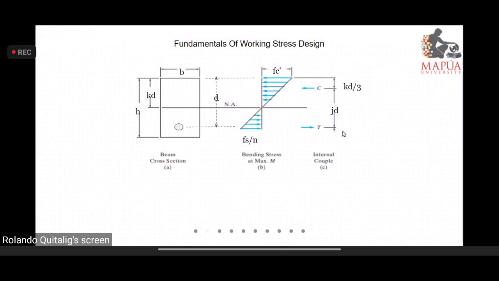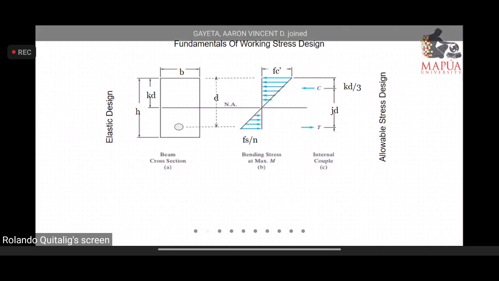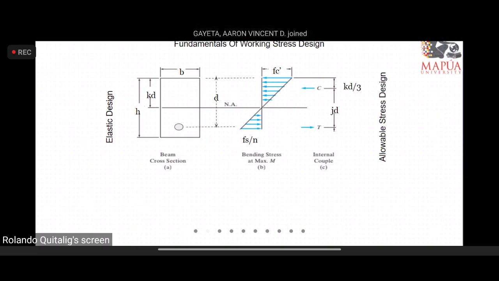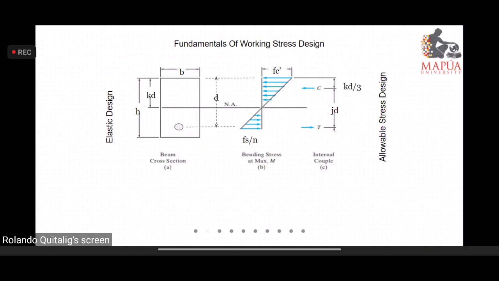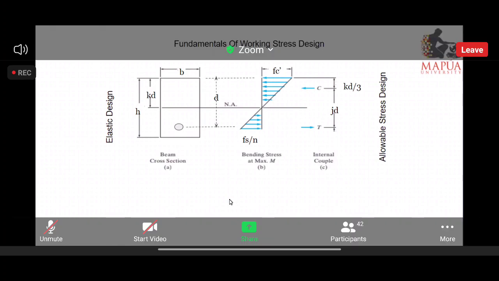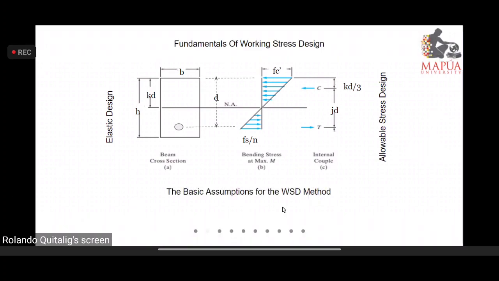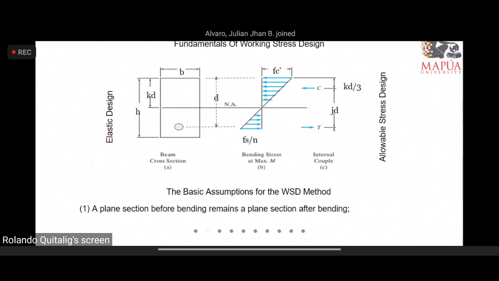This working stress design can be called elastic design as well, since we are dealing with an elastic limit situation. And we can also call it allowable stress design, since we are dealing with allowable stresses for concrete and for reinforcing steel. The assumptions in this stress design method are, first, that plane sections before bending remain plane after bending.